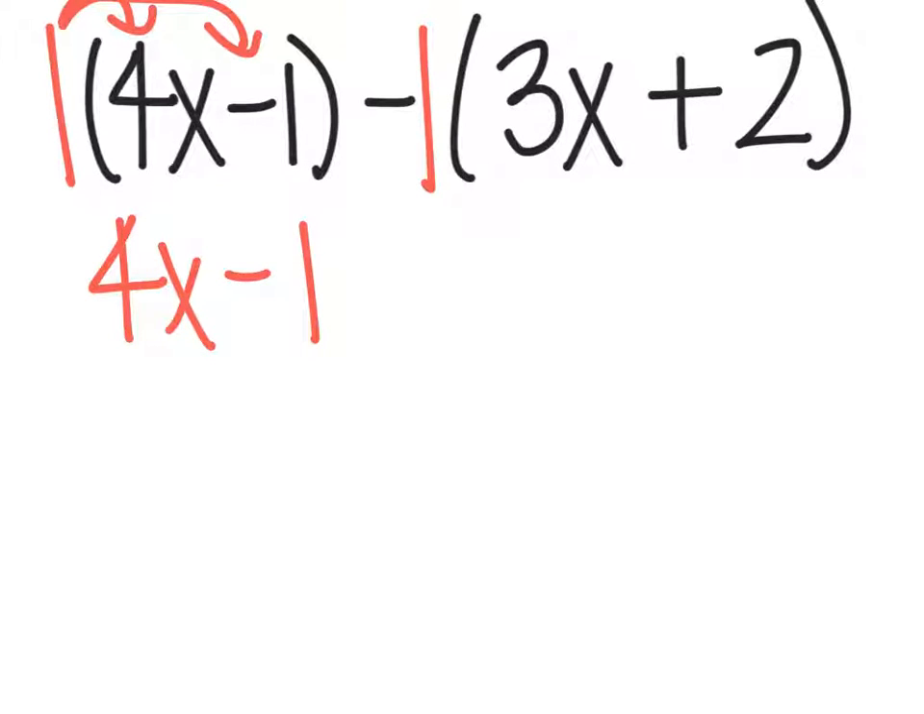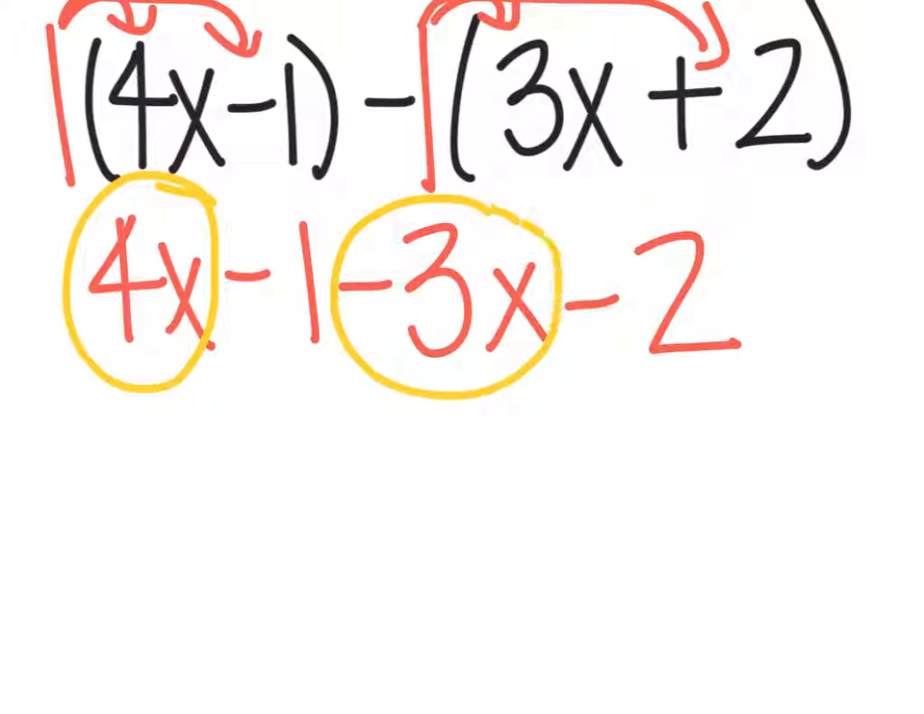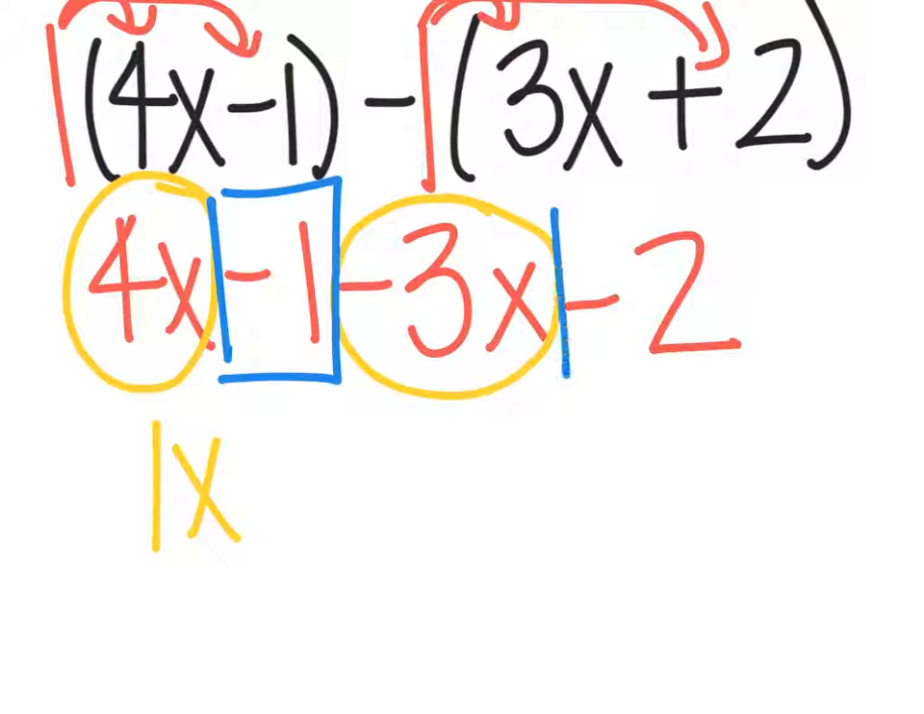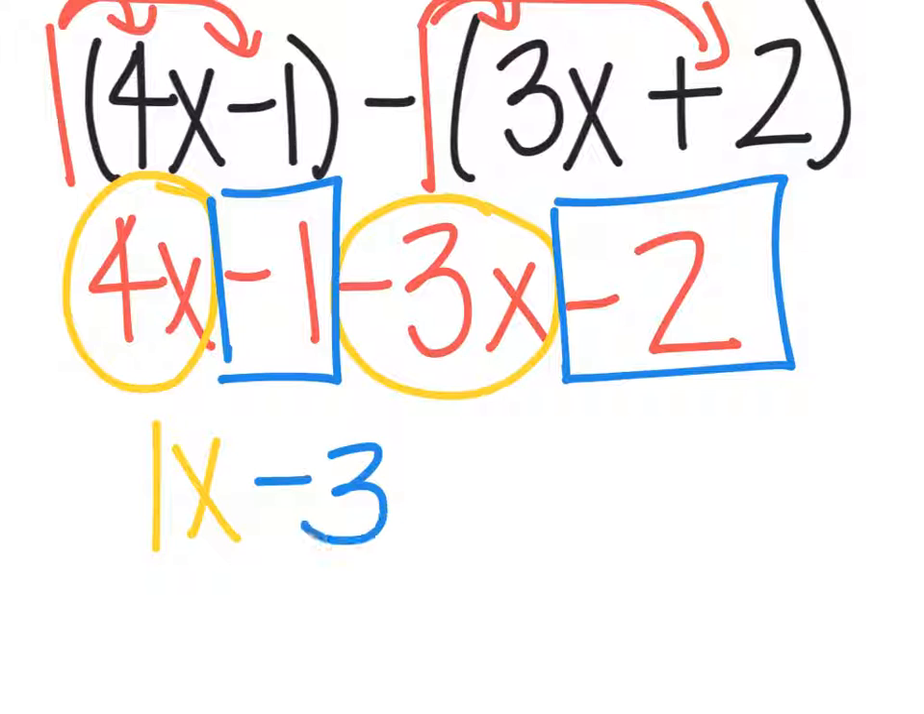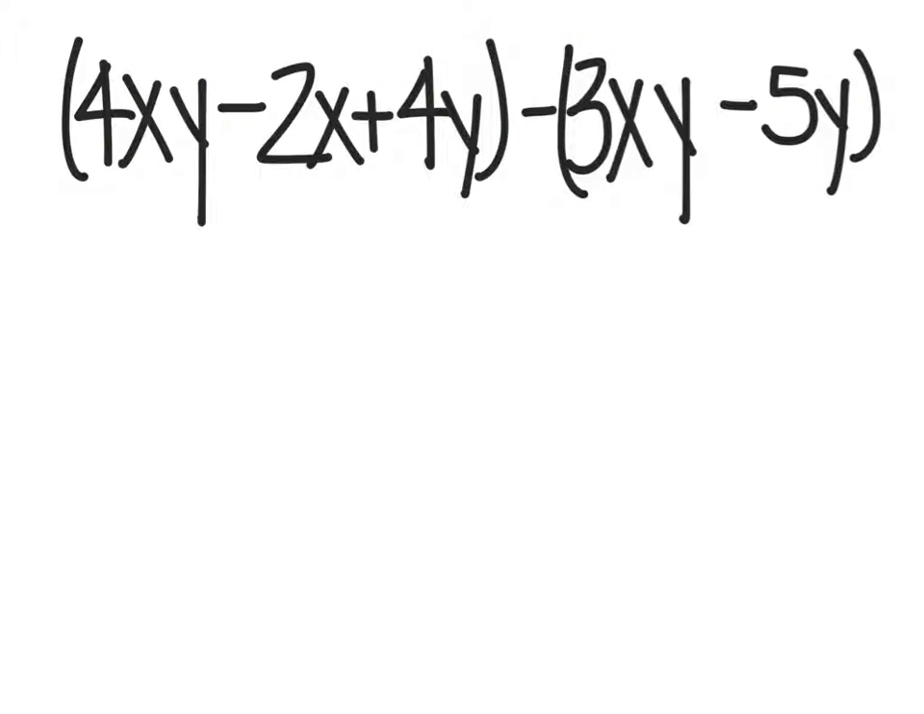Then I stop because my parenthesis stops, but I start again with a negative 1. Negative 1 times 3x is negative 3x. Negative 1 times 2 is negative 2. So if I were to group my like terms, well, 4x and minus 3x go together, and 4x minus 3x would be 1x. Then I also have my minus 1 and my minus 2. Those go together, so negative 1 minus 2 would be negative 3. So my final answer would be 1x minus 3.